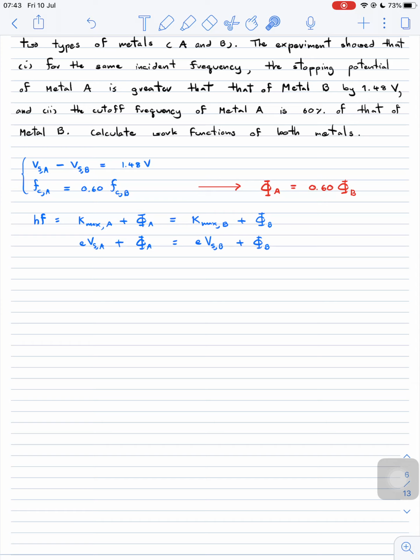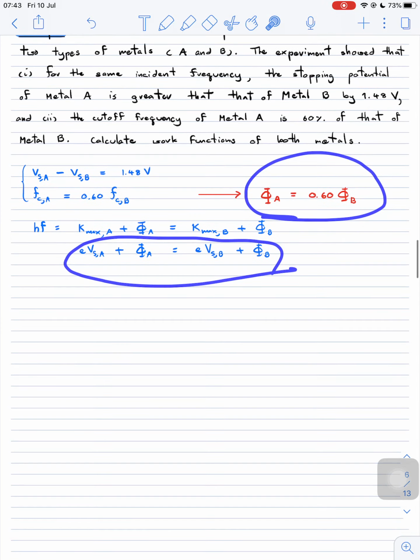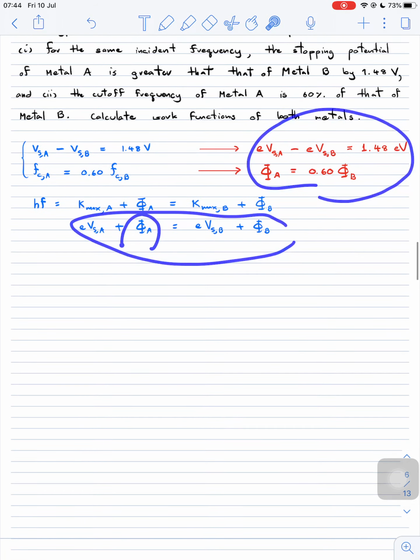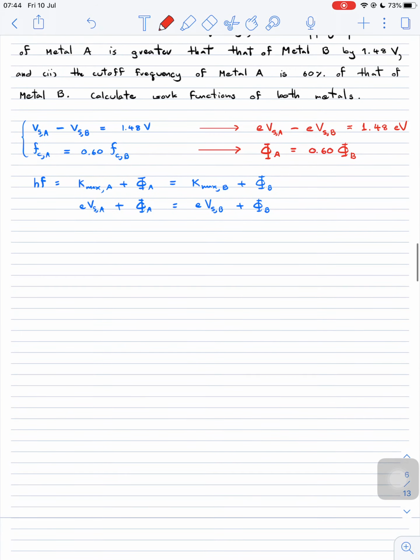So now we have this equation and we have this equation, and also this one can be converted to e times VsA minus e times VsB is going to be equal to 1.48 electron volts. Okay, and that's it. So now we have these three equations and we can solve for phi A and phi B. Let's do that.